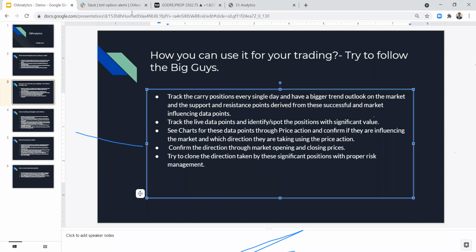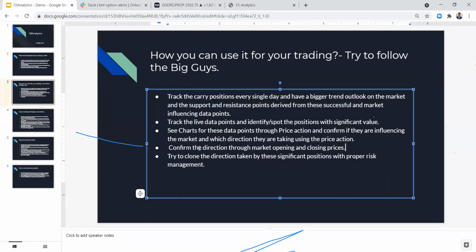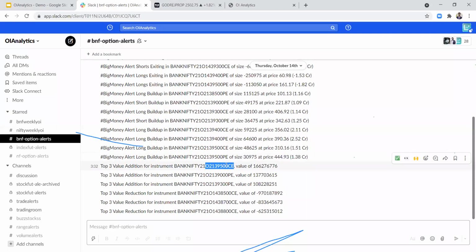That means, let's say a position like this 39,500 call, which got added at 241, like we discussed earlier. If this is getting a favorable close, then we consider it as a long side because the success has come on the long side of this strike, right? That is what I mean by confirm the direction through the market opening and closing. So if this same call opens on a positive note, even on Monday, right? That means it's clearly getting success. This position is getting success, right?